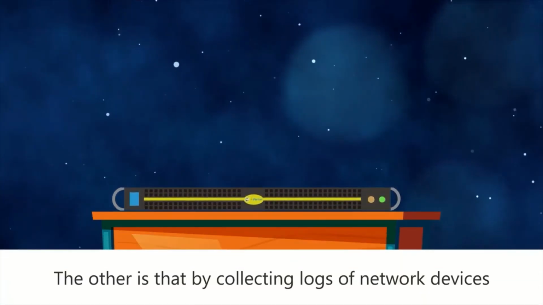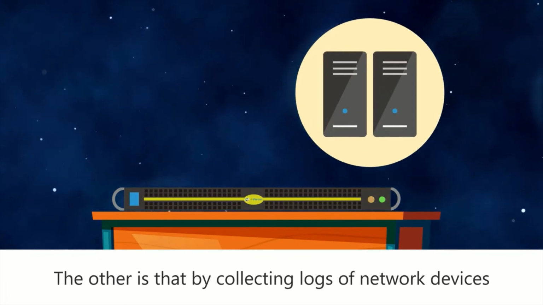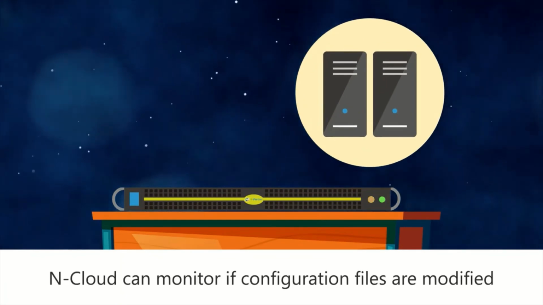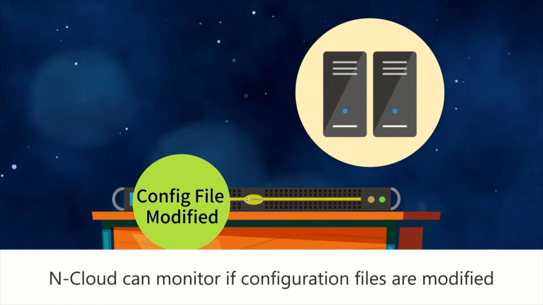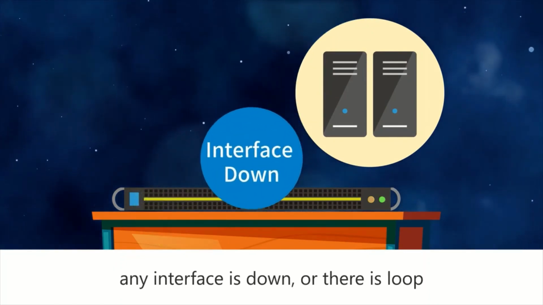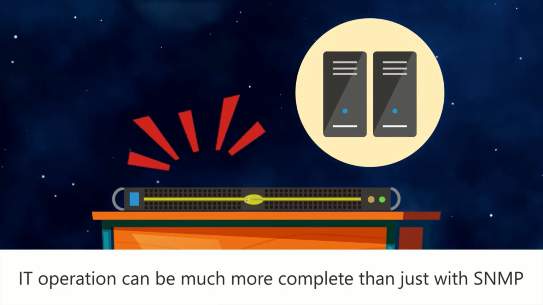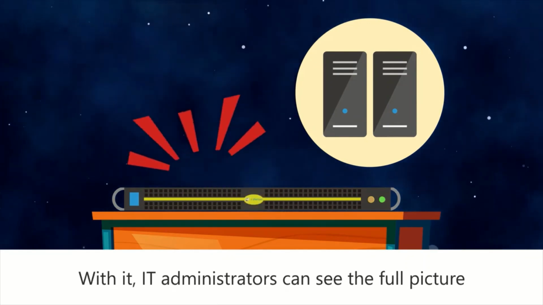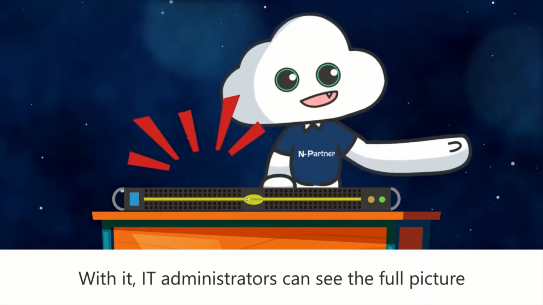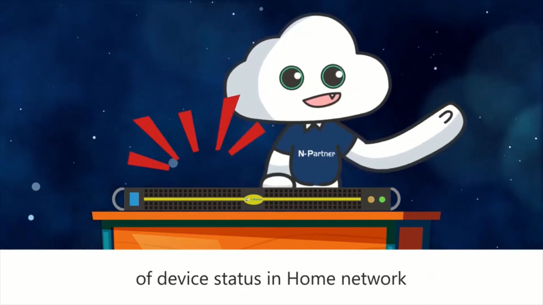The other is led by collecting logs of network devices like switches. NCOP can monitor if configuration files are modified, any interface is down, or there is a loop. IT operation can be much more complete than just with SNMP. With it, IT administrators can see the full picture of device status in the home network.